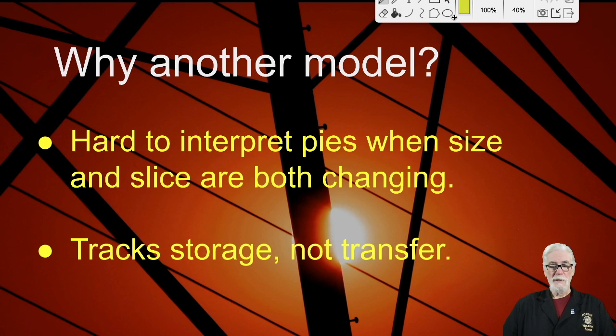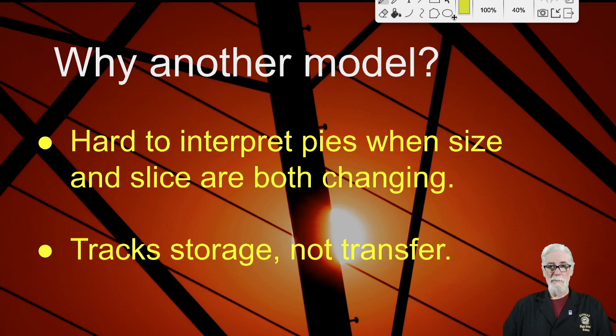And another weakness is, because the pies are just snapshots in time, they track how the energy is stored at those instants, but it doesn't track how energy is transferred when the transfer goes across the system boundary. And that's something that we might want to know as we develop a better model. So we're going to switch to this new model called the energy bar graph and system diagram.